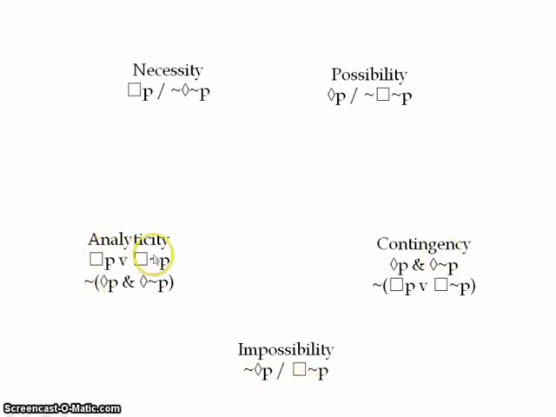Here we've got analyticity and contingency. This often relates to the analytic-synthetic distinction, which is of course deeply controversial. But the basic idea with, say, contingency is that something is contingent if it's possible for it to be true and it's possible for it to be false. Again, elephants are purple. It's contingently false.